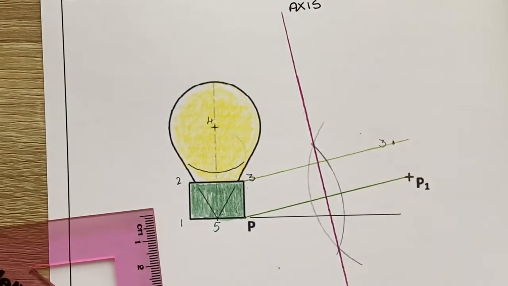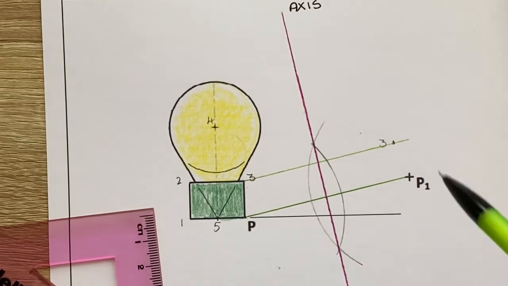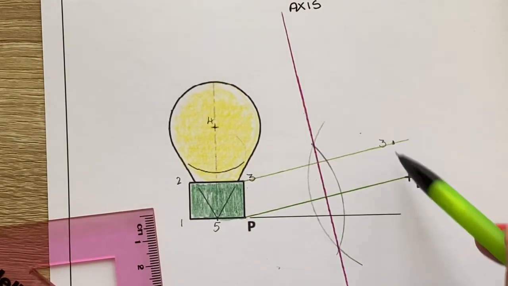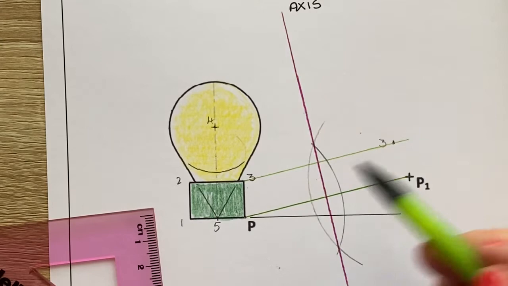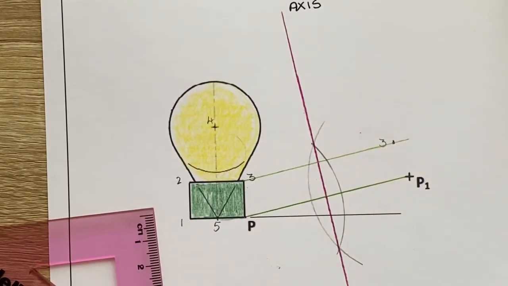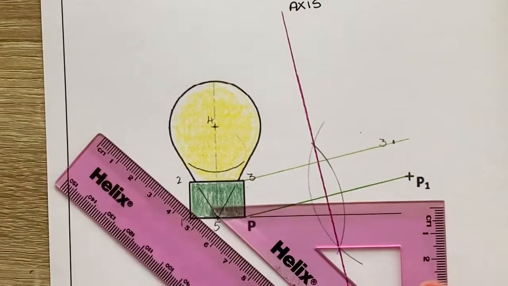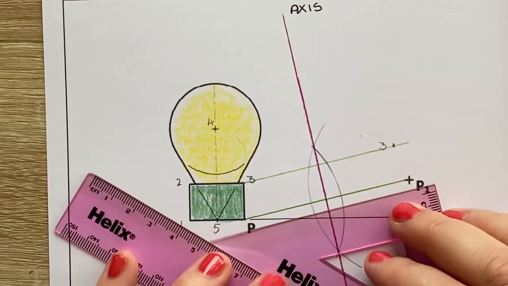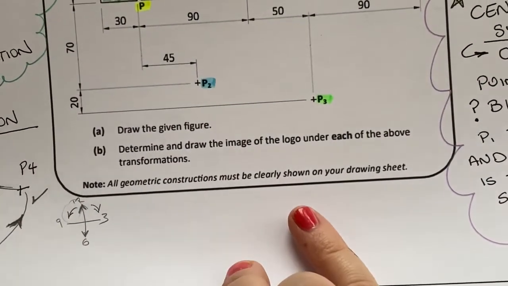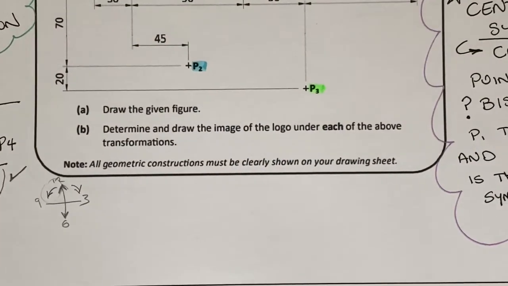Now, there is a shortcut at this stage. I could use a shortcut here by joining 3 to P and going at 90 degrees to it, because it's an ordinary rectangle. But you're not going to get full marks for that, as was mentioned in the question. If you look at the very bottom of the question, and I think I mentioned it at the time, all geometric constructions must be clearly shown.